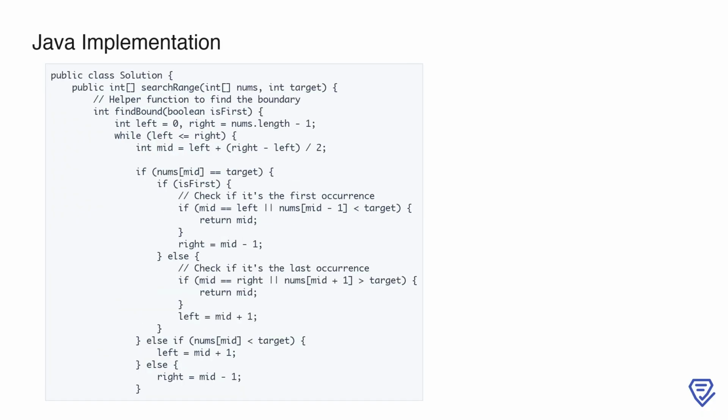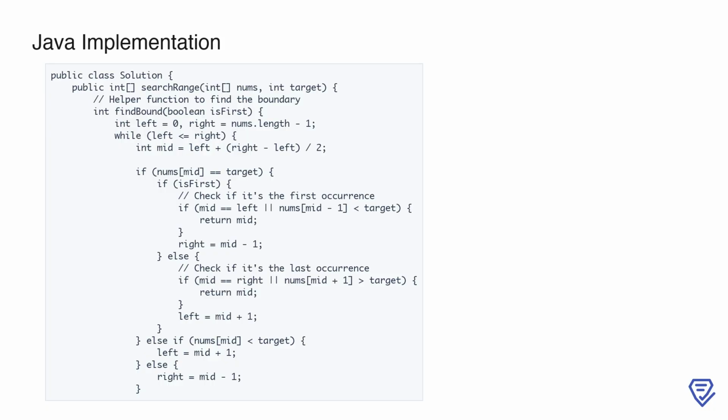Here, we start by defining our Java class and the main function, searchRange, which takes an array of integers, nums, and a target value to locate. The goal is to find the first and last positions of the target in the sorted array. Inside this function, we define a helper method called findBound that will be used to determine either the first or the last occurrence of the target.